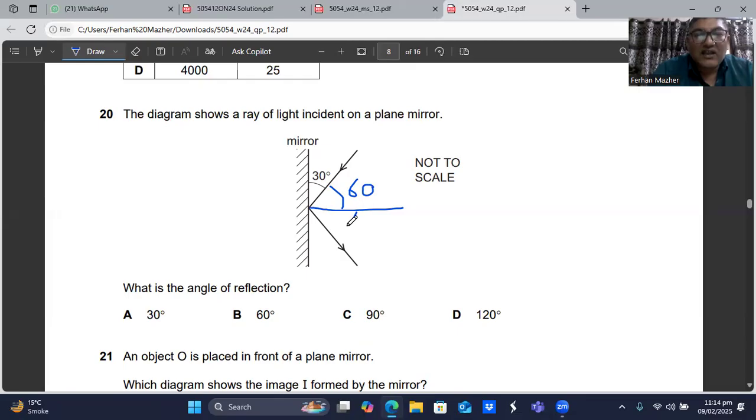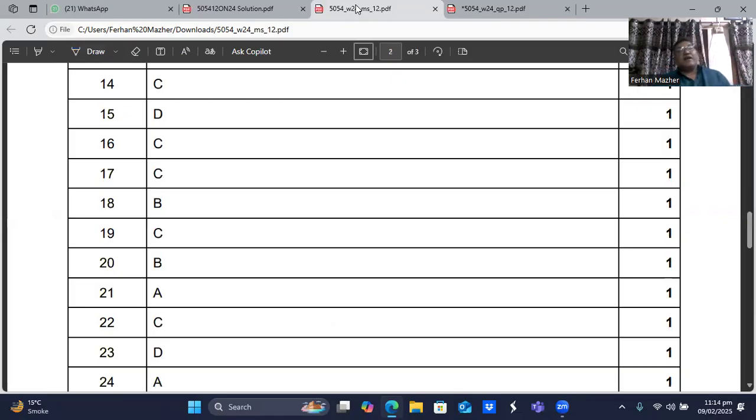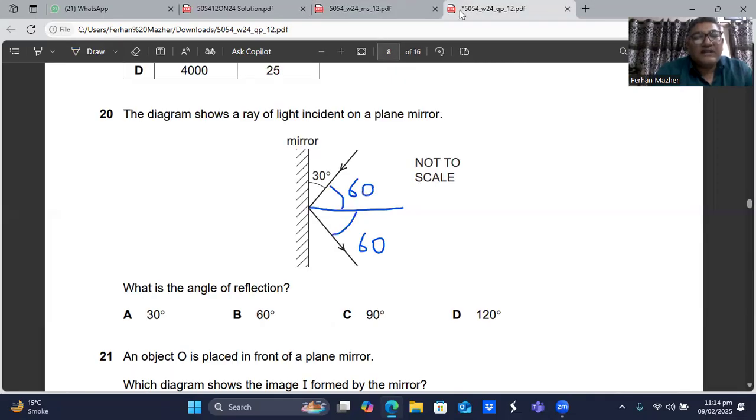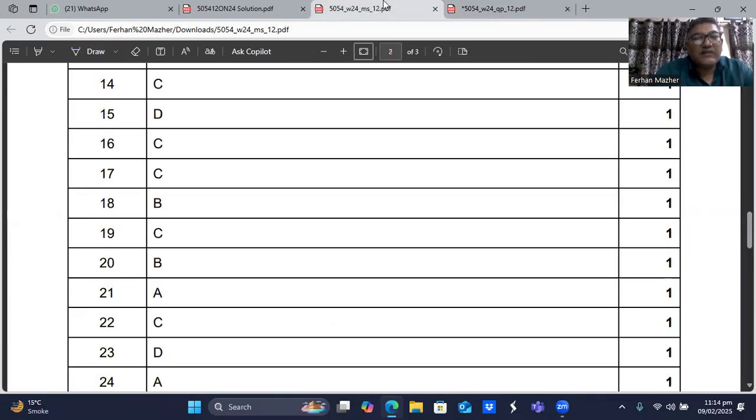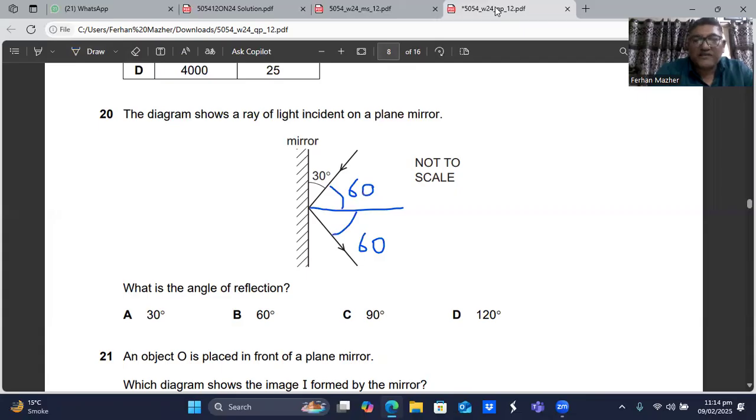So the angle of reflection will also be how much? It will be equal to 60 degrees. So we think the angle of reflection is 60 degrees. So B is the choice. And question number 20, B is the right choice, sir.